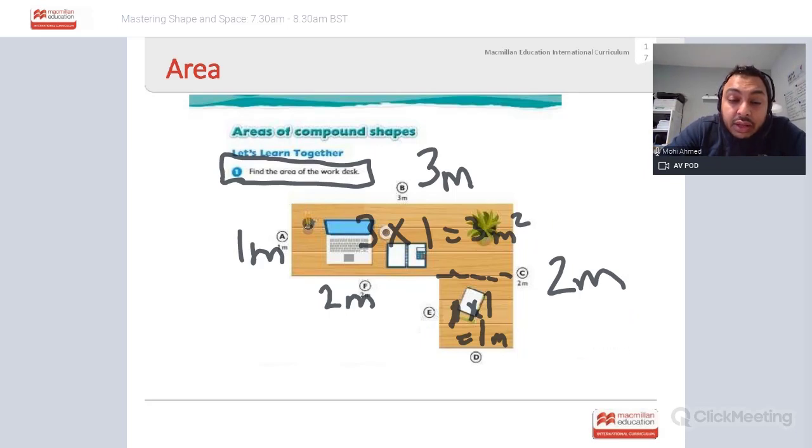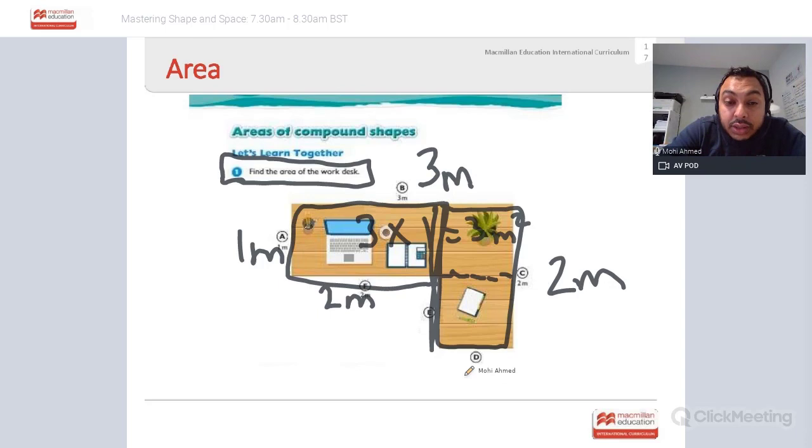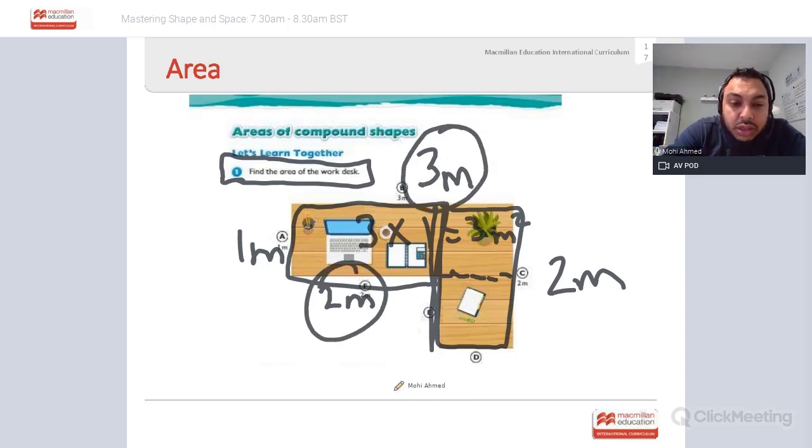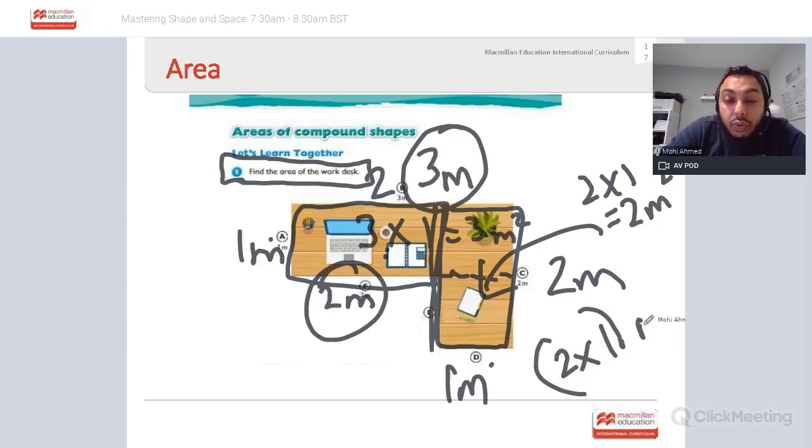Is there another way? Someone said maybe 2 different ways we can break this rectangle up, right? So maybe we can have a rectangle like this. So we've got this rectangle and we've got this rectangle here. So we've got 2 by 1. That's 3 meters, that's 2 meters, that must be 1 meter here. So this is a 2 by 1, which is 2 square meters. And this here, if that's 1, that's also 2 by 1. So that's 2 lots of 2 by 1s, and therefore we've got 2 square meters here. So that's 4 square meters altogether again, right?